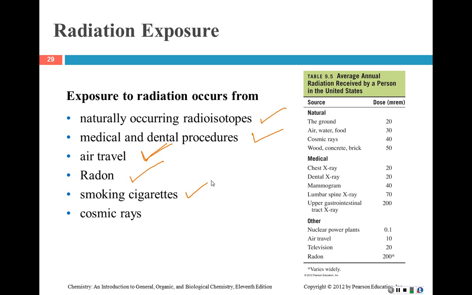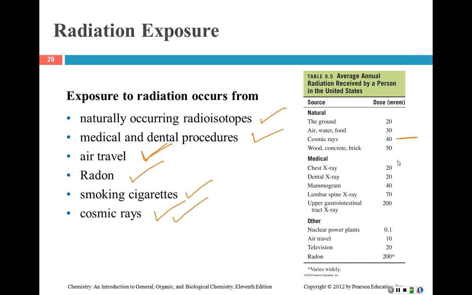Smoking cigarettes can actually, one more thing that cigarettes do that you don't want, cigarettes can actually have some natural occurring radiation in them. And then, of course, as I said, the cosmic rays, if you happen to make it to outer space or whatever, you could get some of those exposures. We don't get so much down here, only about 40 millirems, so not too bad.